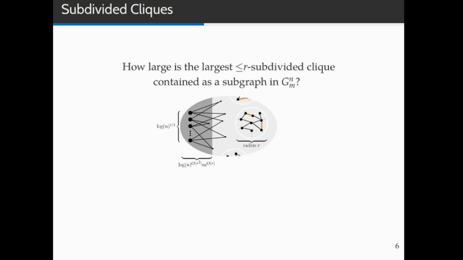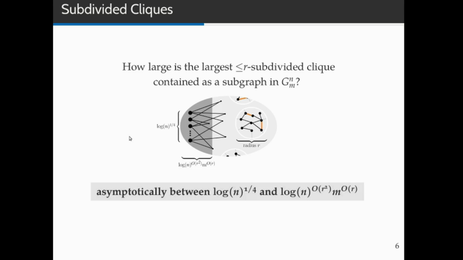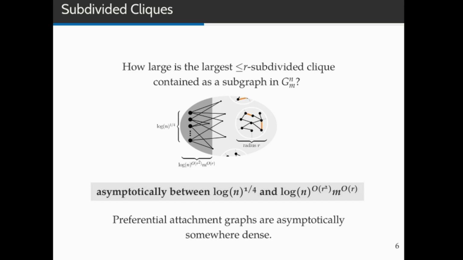And now we may ask ourselves how large the largest at most r subdivided clique is in a preferential attachment graph. And by the results that we discussed earlier, we know that there is a 1 subdivided clique of size at least log n to the 1/4. And on the other hand, we know that if we remove so many vertices, the graph becomes very sparse. This means if there is any subdivided clique, it needs to be almost completely contained in this gray part here. So this means that asymptotically, the largest subdivided clique lies somewhere between log n to the 1/4 and log n to the O of r squared m to the O of r. This means asymptotically, the largest at most r subdivided clique grows polylogarithmically with the graph size, so it is unbounded. And we can say that preferential attachment graphs are asymptotically somewhere dense.